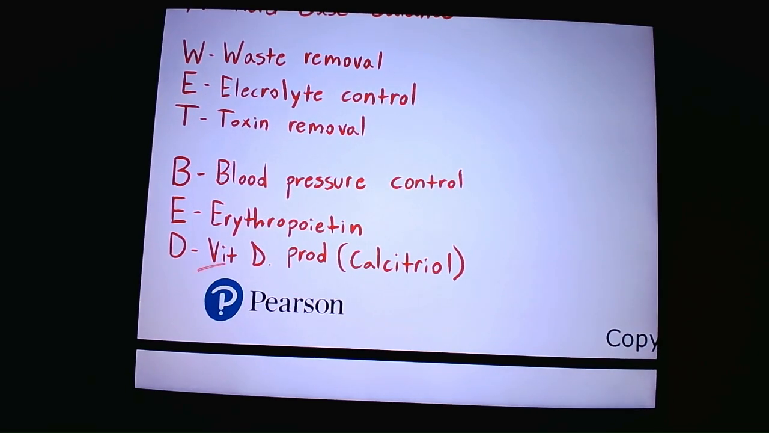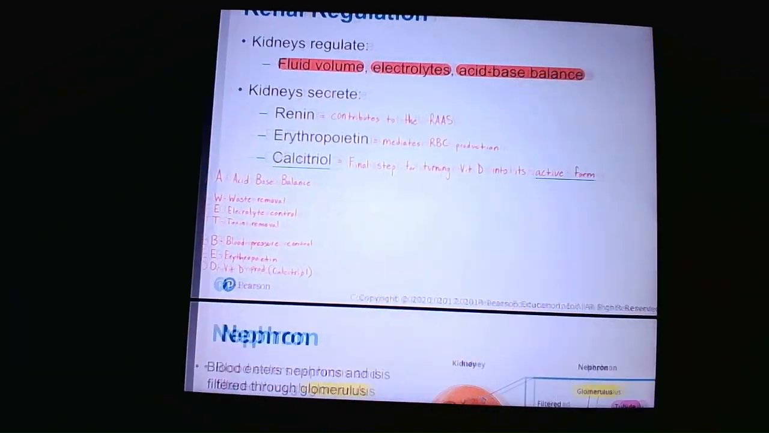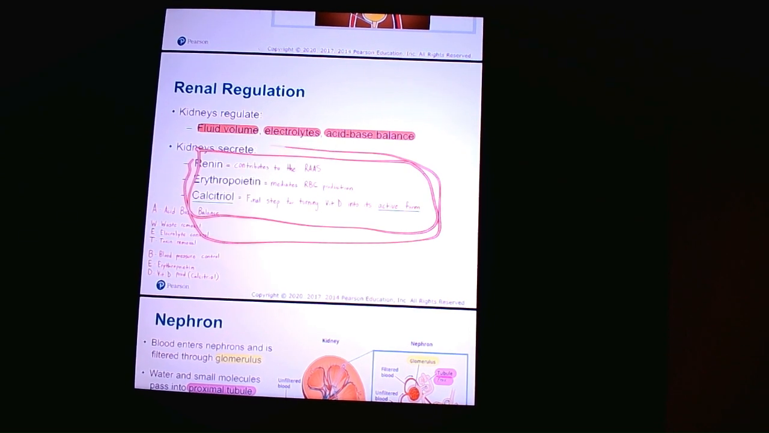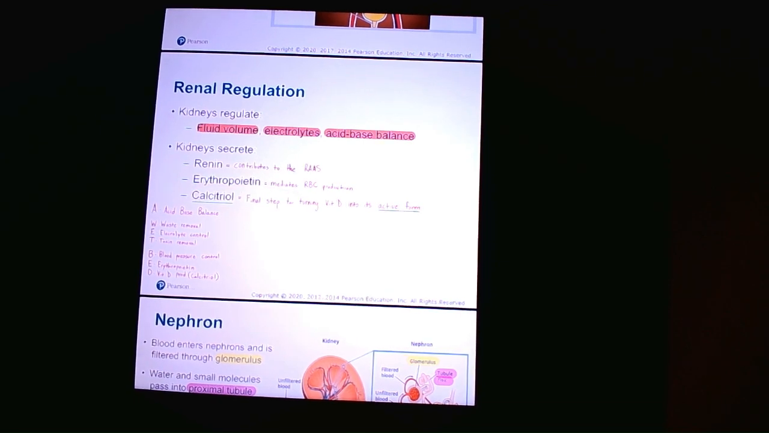And then this is a review from way earlier in the semester where the kidneys are the last step for making vitamin D turn into calcitriol. So calcitriol helps us absorb more calcium, right? And here is everything right here. Erythropoietin mediates red blood cell production. Calcitriol turns vitamin D into its active form in order to get calcium.